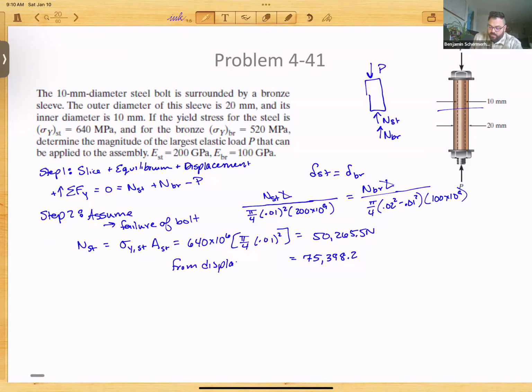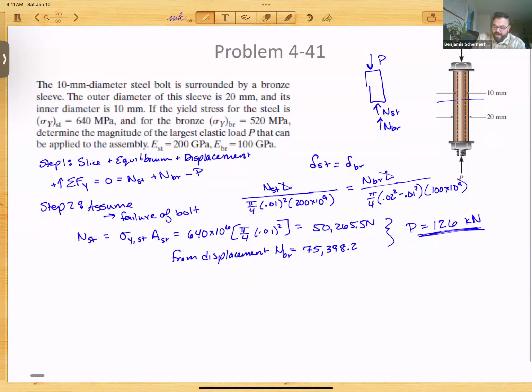And then using our displacement equation, we can solve for N bronze. From displacement, bronze is at 75,398.2, which then collectively from our equilibrium is going to give us P as 126 times 10 to the 3, so kilonewtons of a force.